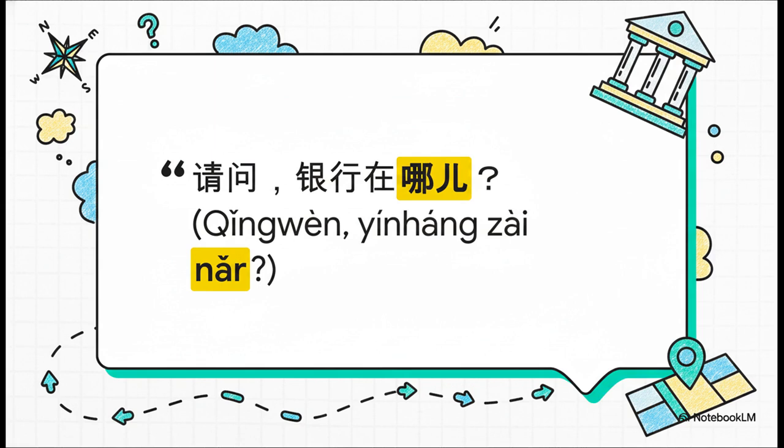请问银行在哪儿? So let's break that down. 请问 is our excuse me, may I ask? It's very polite. 银行 is bank, and 在哪儿 simply means is where. A perfectly formed, very respectful question.